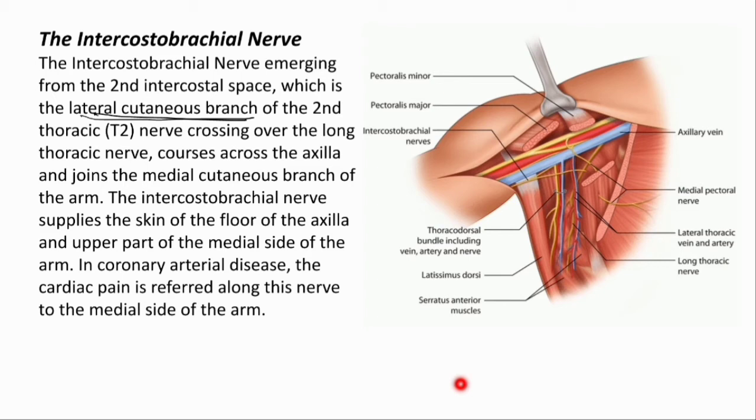It pierces the thoracic wall at the second intercostal space and enters the axilla, and it has its course throughout the axilla, passing amongst the central group of lymph nodes, and near the arm, it joins with the medial cutaneous branch of the arm to supply the medial side of the upper part of the arm, and this also supplies the floor of the axilla.